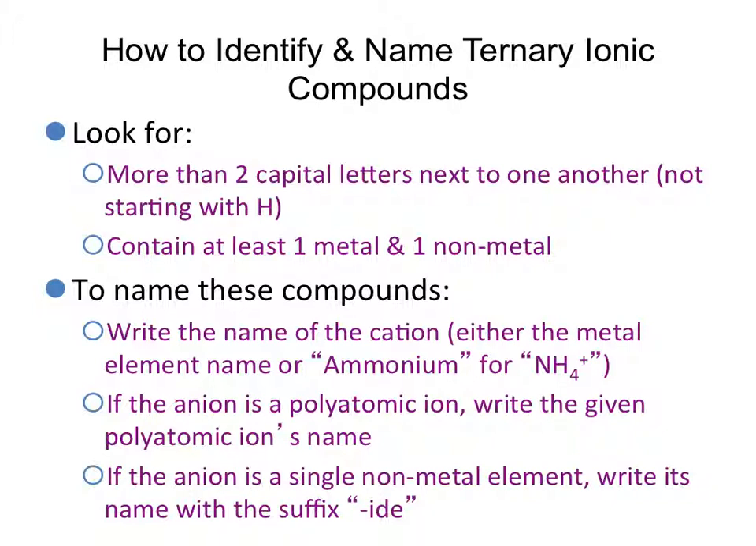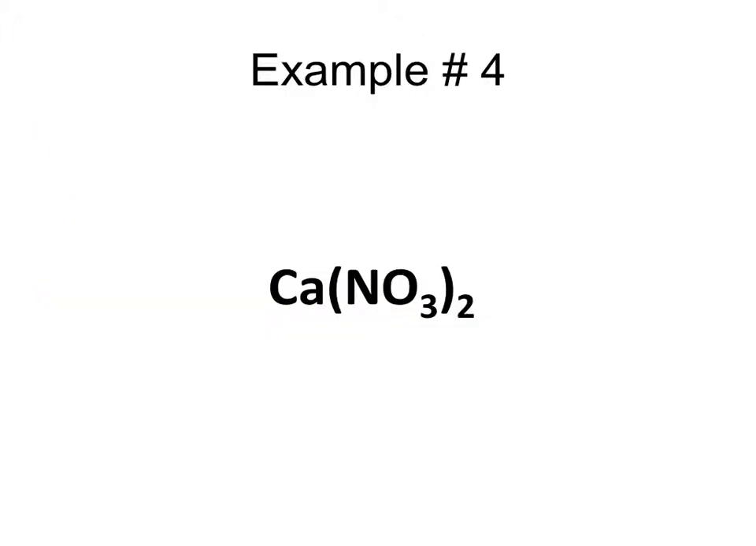If the anion is a polyatomic ion, we will write the given polyatomic ion's name, as seen on the reference sheet. If the anion is a single nonmetal element, we will write its name with the suffix "ide." So example 4 is a ternary ionic compound. I see the parentheses, so I know that I have a polyatomic ion.